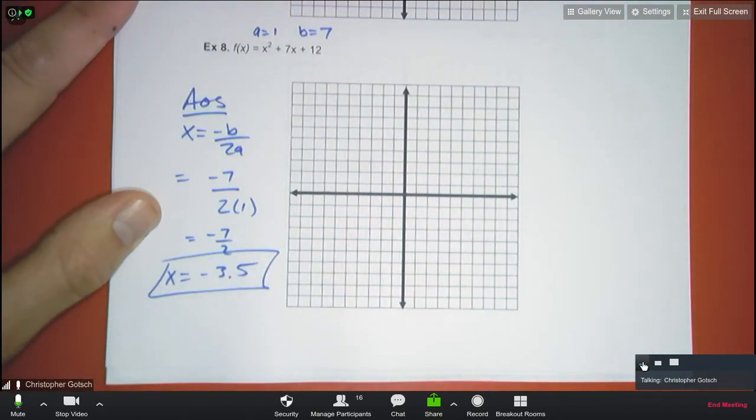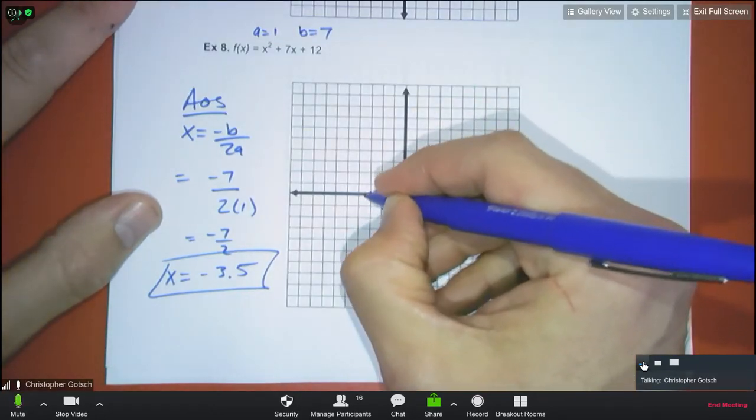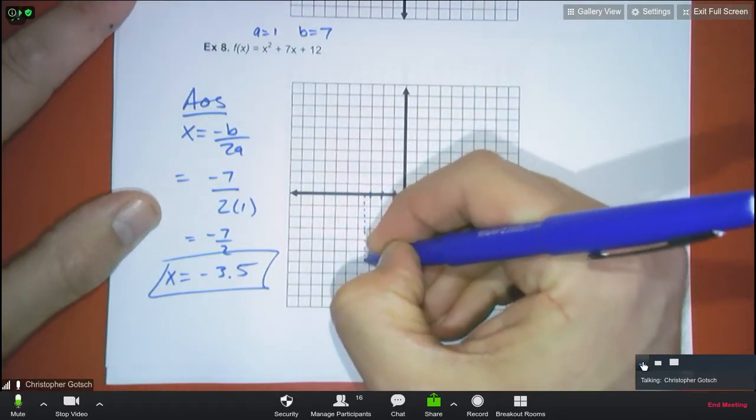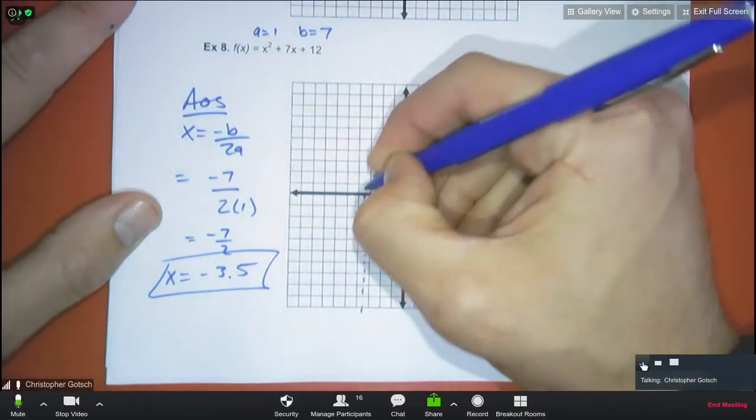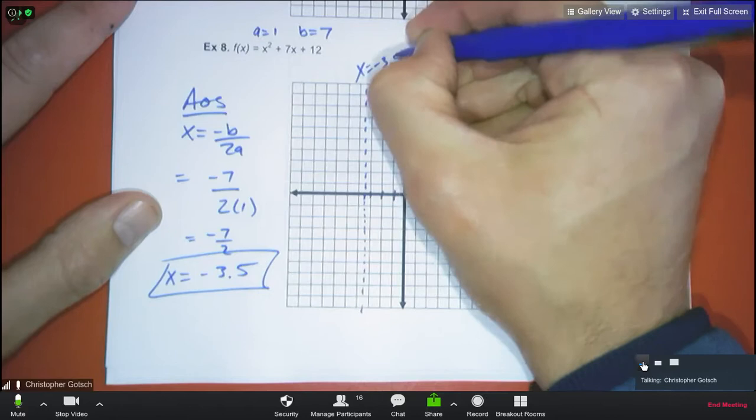So that's my axis of symmetry. So I'm going to graph that. I'm going to count over 1, 2, 3.5. And now I have a little vertical line going up and down at x equals negative 3.5.